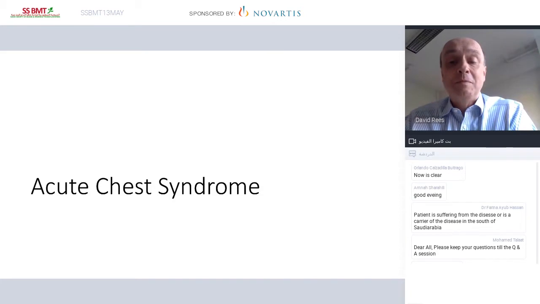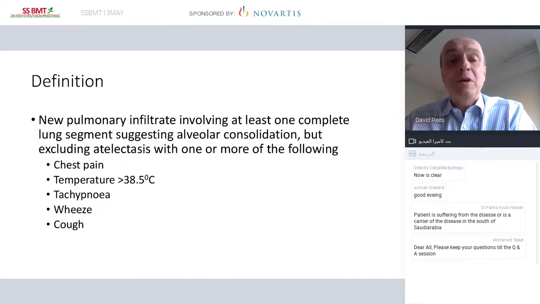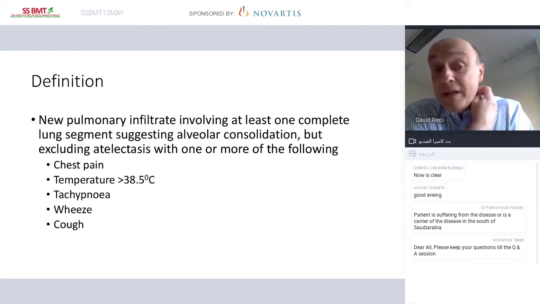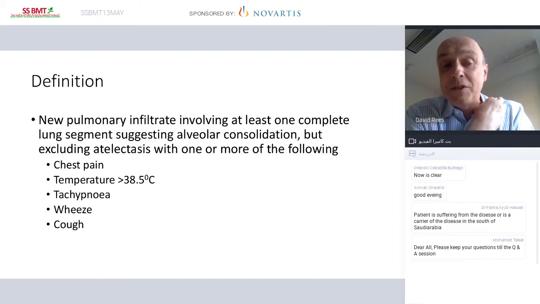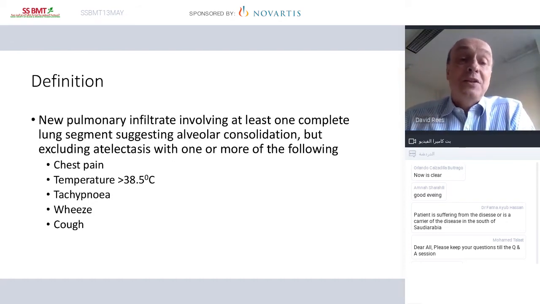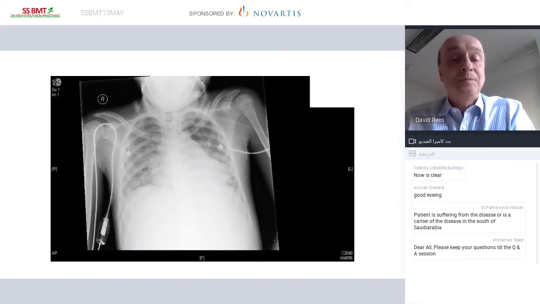Moving on to acute chest syndrome, which is the second commonest reason people come into hospital. It's defined as any new pulmonary infiltrate involving at least one complete lung segment. And typically you have other features such as chest pain, high temperature, wheezing, or cough. In practice, it means that if you have sickle cell disease, you can't really be diagnosed with simple pneumonia, in the sense that everyone has to have acute chest syndrome if you've got consolidation. And that's probably reasonable, in that you can't really have infection without also getting vaso-occlusion in the lung.